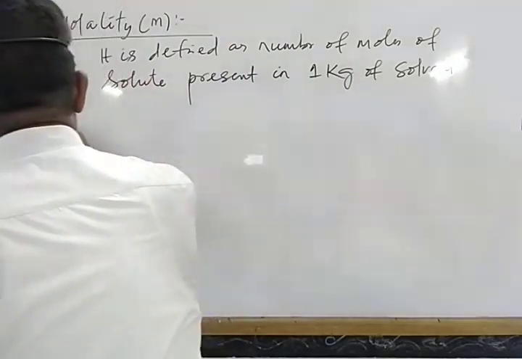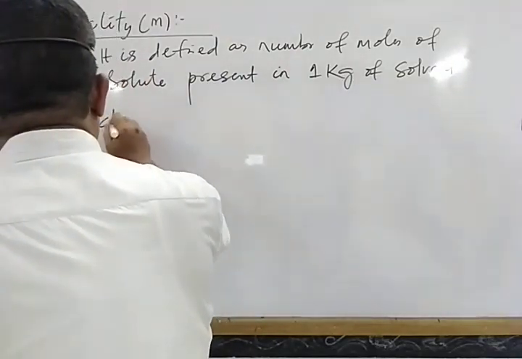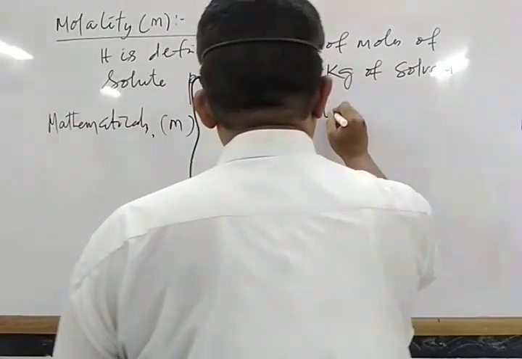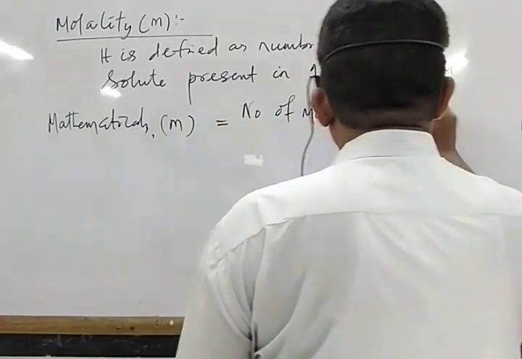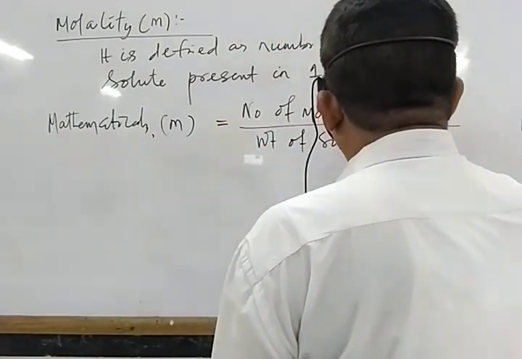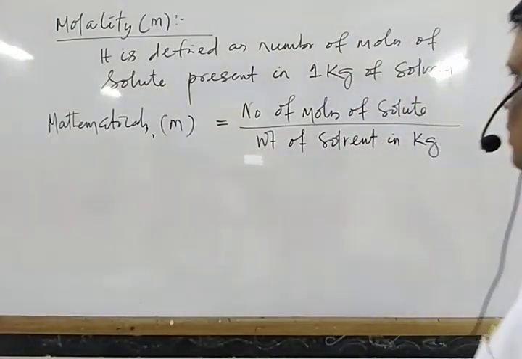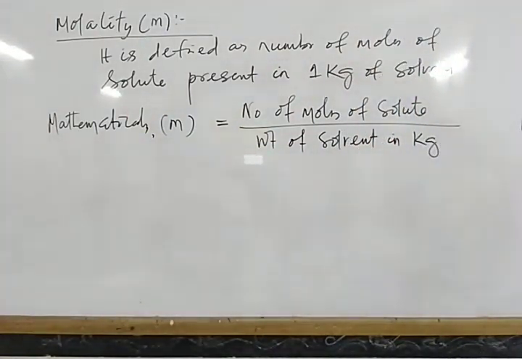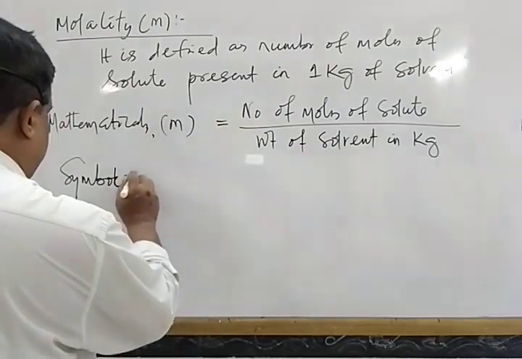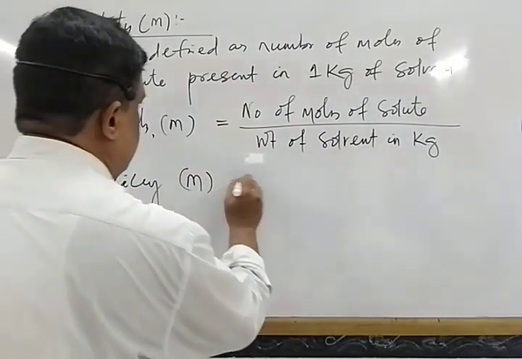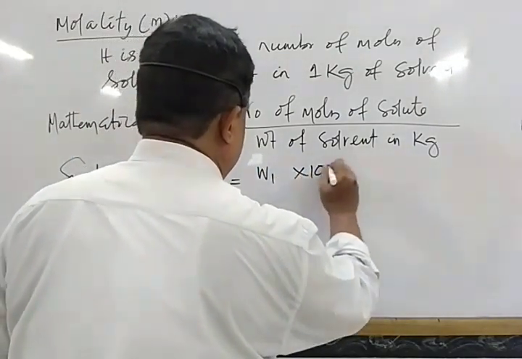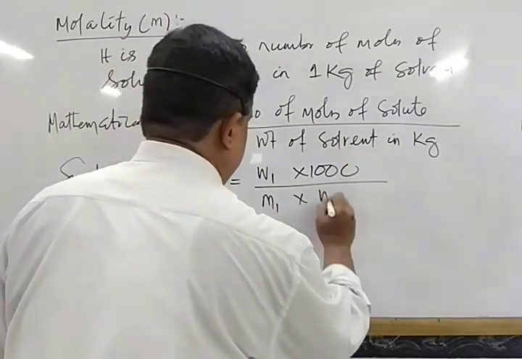Mathematically, small m is equal to the number of moles of solute divided by the weight of solvent in kg. That is the number of moles of solute divided by the weight of the solvent in kg. Symbolically we represent that molality is equal to W1 into 1000 by M1 into W2. Mark that.